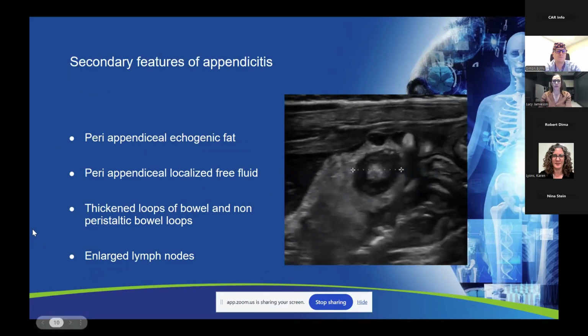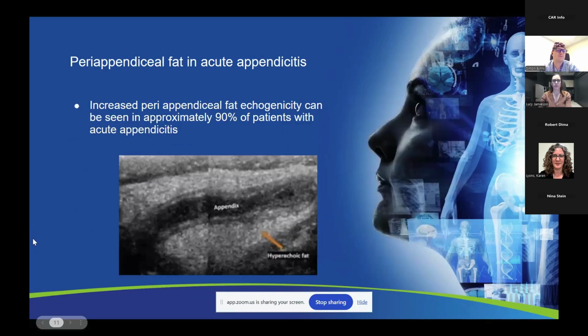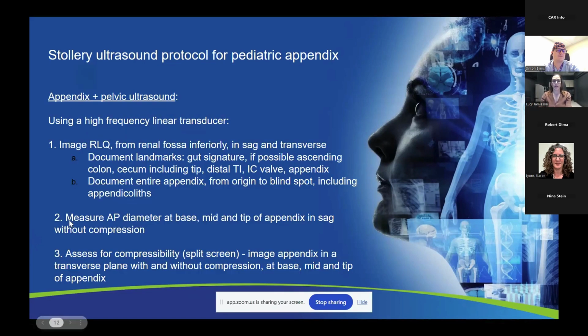Two of the most sensitive findings of periappendiceal inflammatory changes are periappendiceal echogenic fat and periappendiceal localized fluid, and those can help put it together with the size of the appendix in diagnosing appendicitis. The other ones being free fluid, thickened loops of bowel, or enlarged lymph nodes. This is an example of periappendiceal echogenic fat, and this is shown to be seen in 90% of patients with acute appendicitis. At the Stollery, we created a pathway.